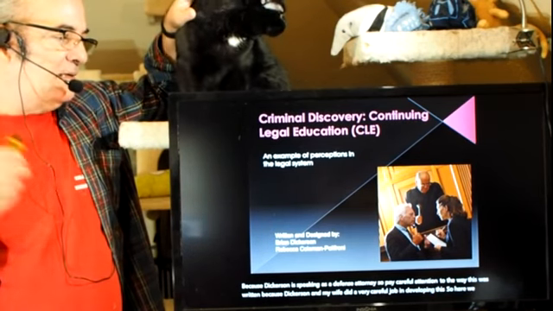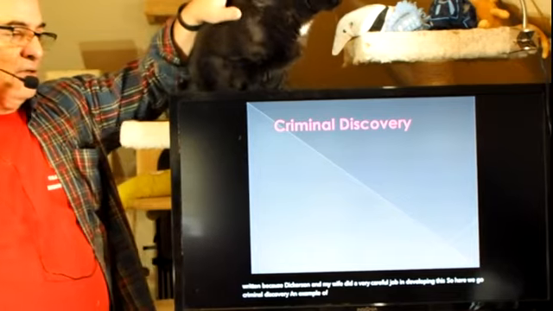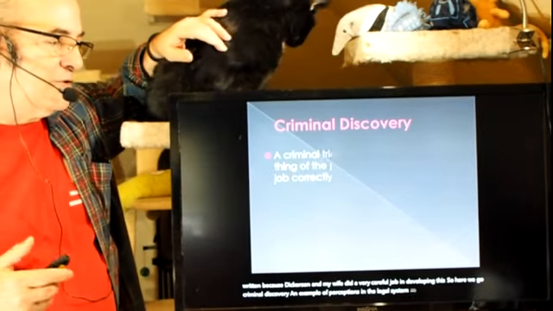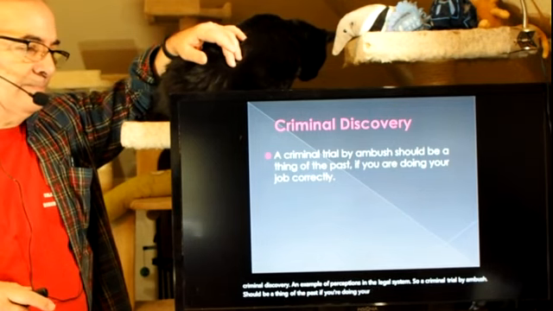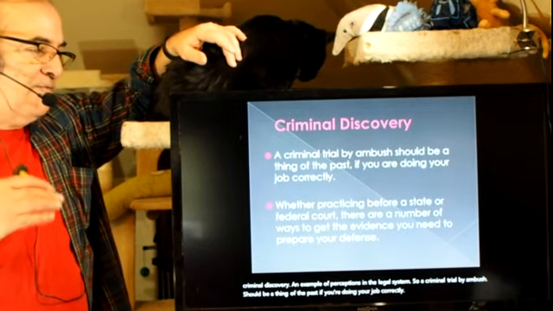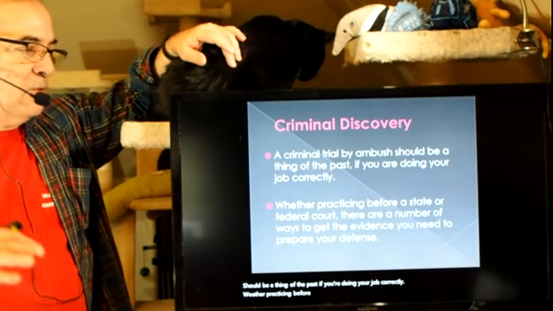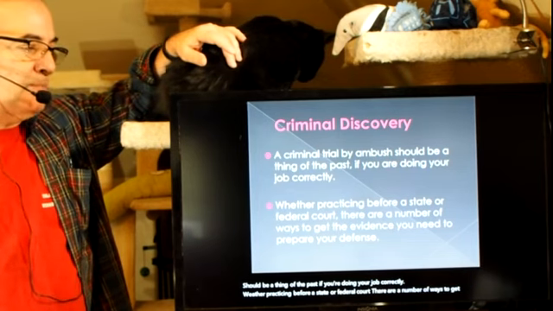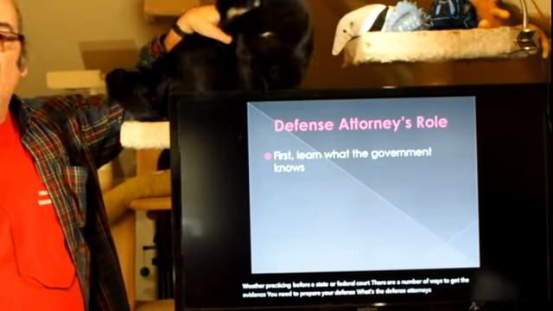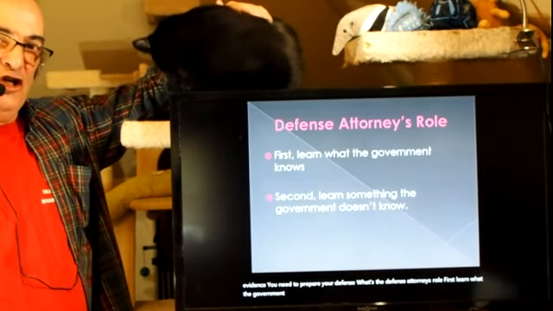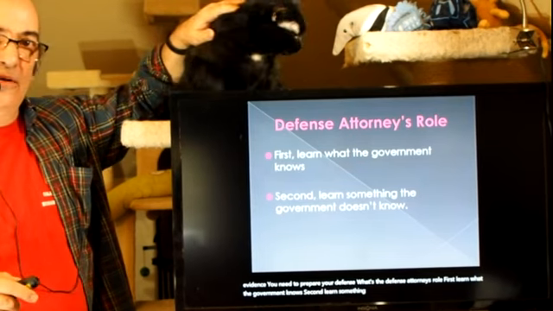Criminal discovery, an example of perceptions in the legal system. So, a criminal trial by ambush should be a thing of the past if you're doing your job correctly. Whether practicing before a state or federal court, there are a number of ways to get the evidence you need to prepare your defense. What's the defense attorney's role? First, learn what the government knows. Second, learn something the government doesn't know.